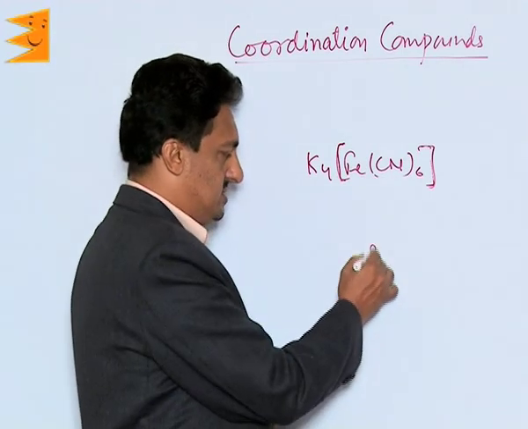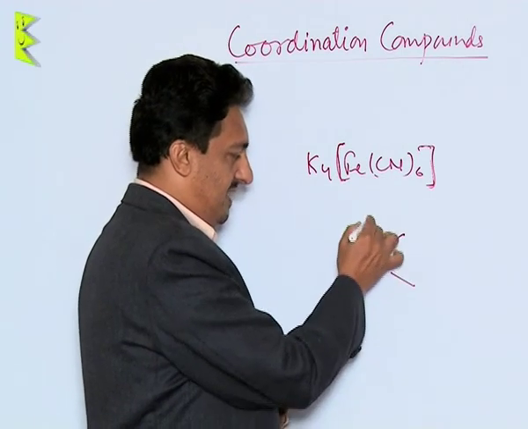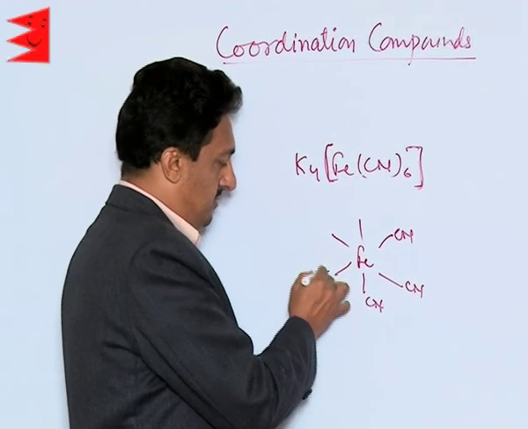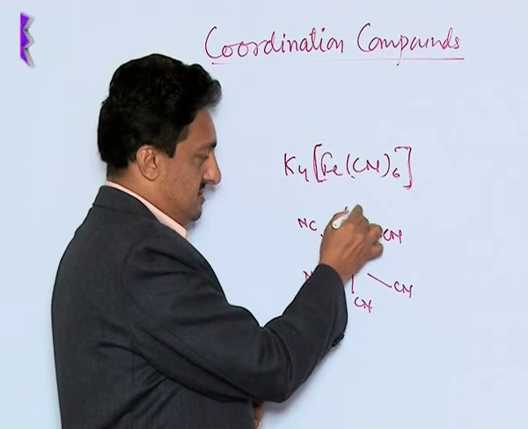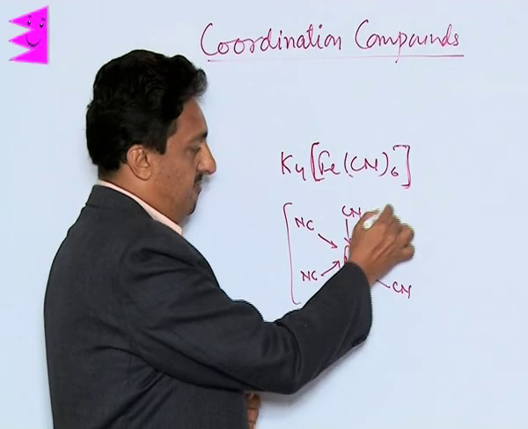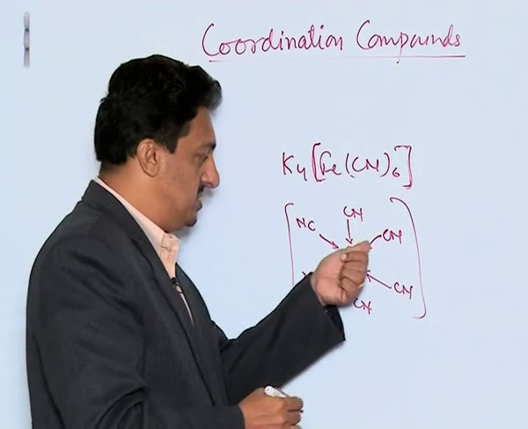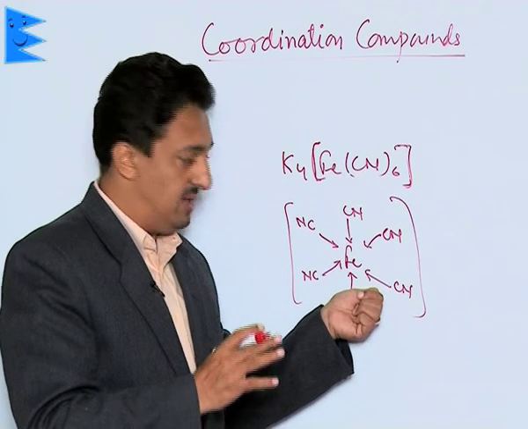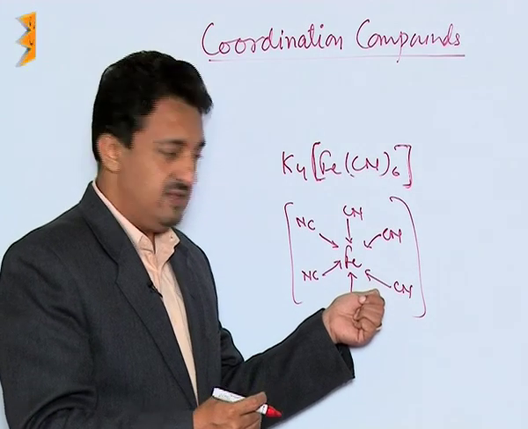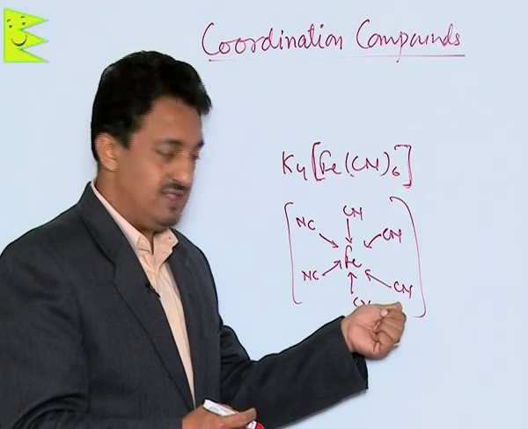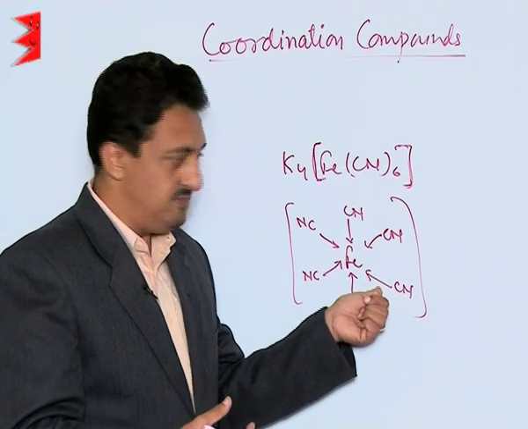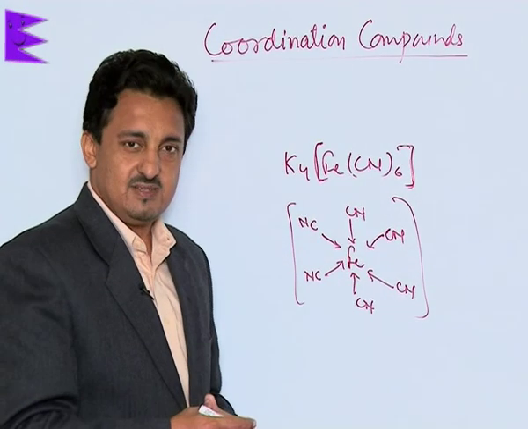This happens because the Fe is accepting pairs of electrons from 6 cyanides through coordinate covalent bonds, or dative bonds. These 6 bonds are sigma bonds. Both the electrons have been contributed by the cyanides, and as a result, in polar or aqueous medium, this whole species remains intact.